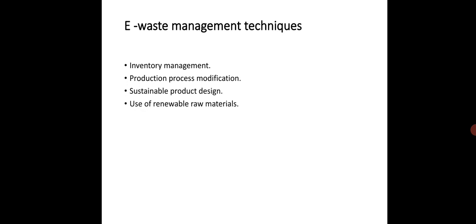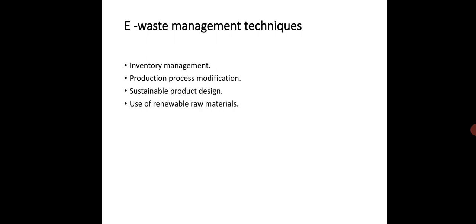Some e-waste management techniques are used in our day-to-day life. One is inventory management, second is production process modification, third is sustainable product design, and fourth is the use of renewable raw materials. In inventory management, proper control over the materials used in the manufacturing process is an important way to reduce waste generation. By reducing the quantity of hazardous material used in the process, e-waste may be reduced. The second method is production process modification, changing the production process which produces e-waste. By modifying the process, we can minimize the generation of e-waste.